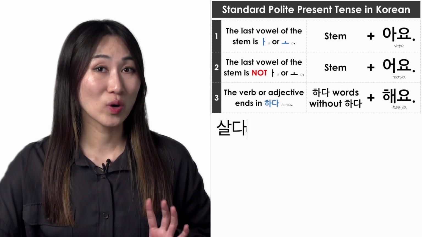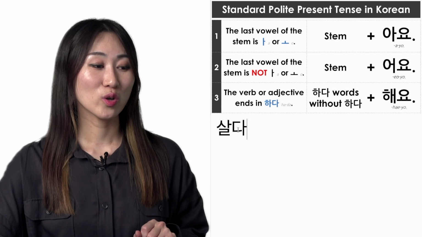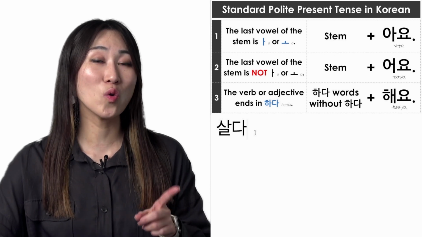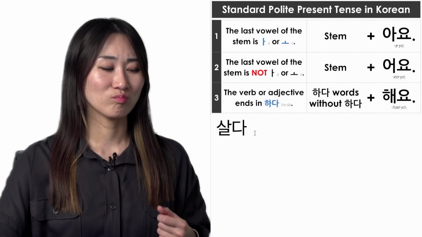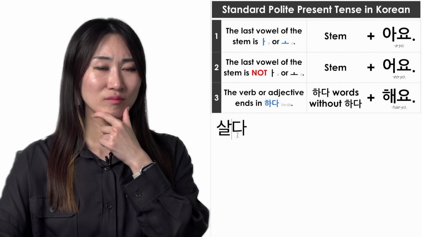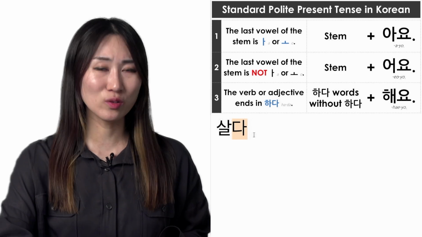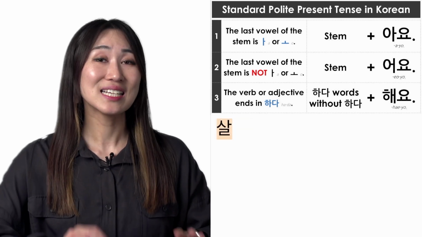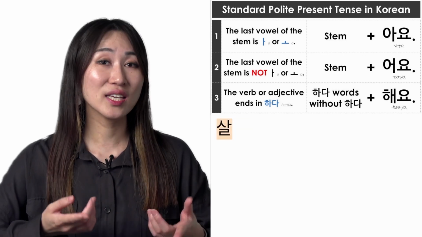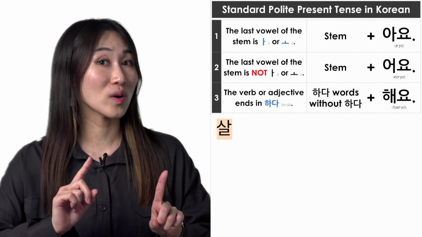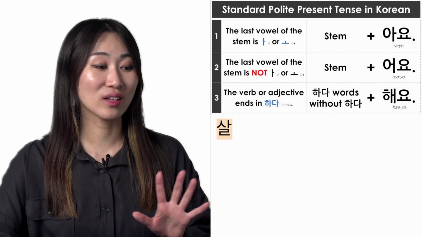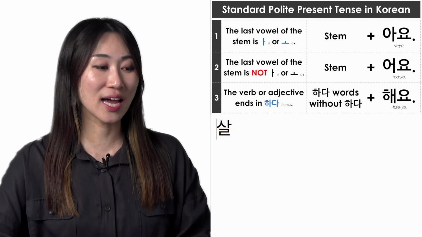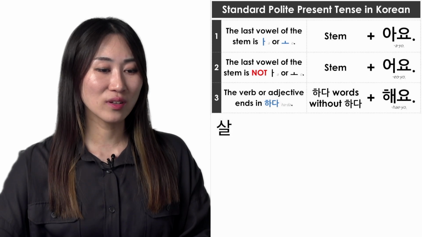Let's get the stem. What is a stem? It's very simple. Korean verbs and adjectives always end with 다 in the dictionary form. So in the dictionary form, it's 살다. It's always ending with 다, but I don't need 다. You only have 살. 살 is the stem. Again, remove 다, and the left part is the stem. So 살. Okay, so let's look at this.